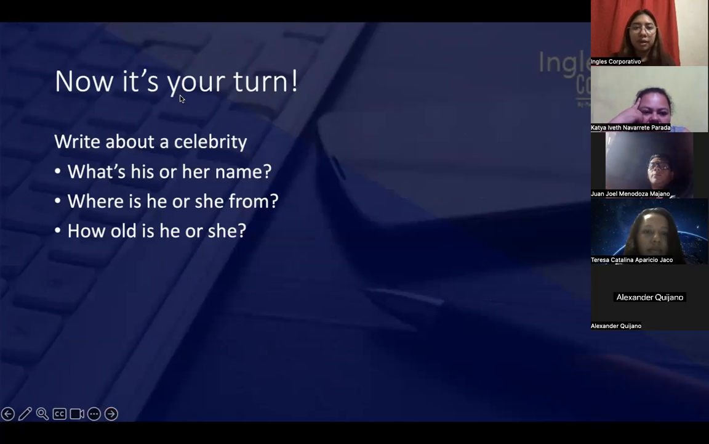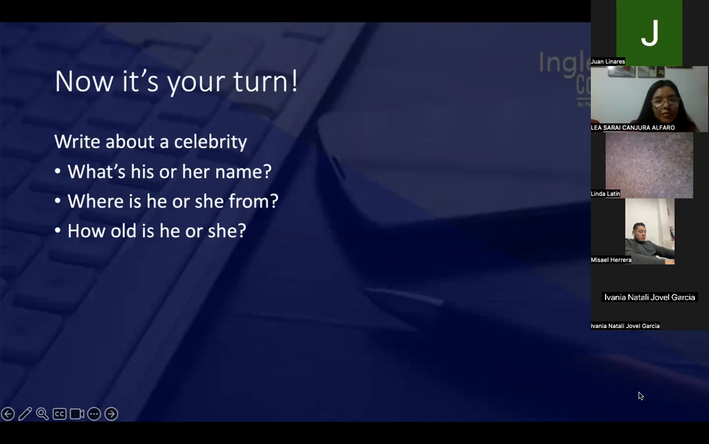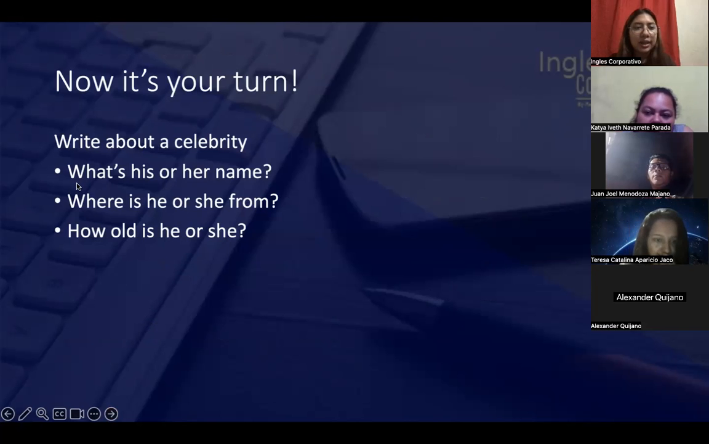En esta vez, no vamos a hacer simplemente oraciones así. Vamos a responder estas tres preguntas. Escribe acerca de una celebridad. Esto puede ser cualquiera que usted conozca o que usted pueda buscar en internet. Vamos a responder estas tres preguntas: ¿Cuál es su nombre? ¿De dónde es? ¿Y cuántos años tiene? Solamente eso.